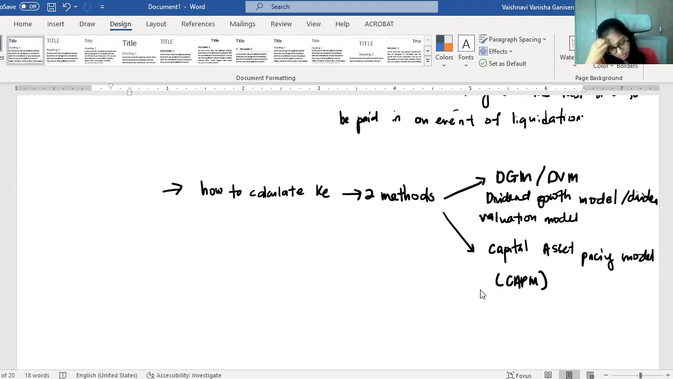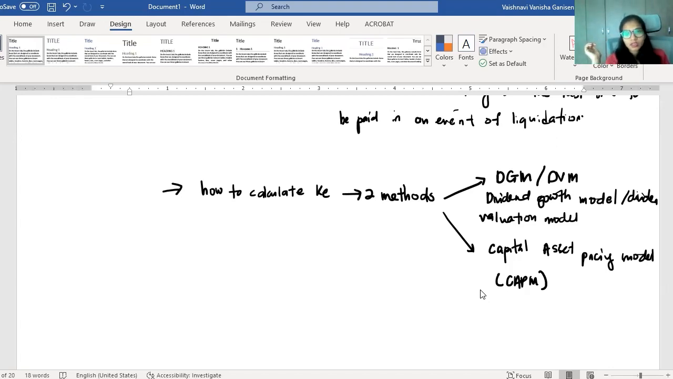Now, we must know both because your examiner can use them interchangeably. Sometimes your examiner can ask you to calculate using the dividend growth model or the dividend valuation model. But remember, he doesn't only use it in this topic, he can use it in other topics, for example, business valuation as well. So you just need to be a bit more careful. And the capital asset pricing model can also be used to calculate the cost of debt finance.